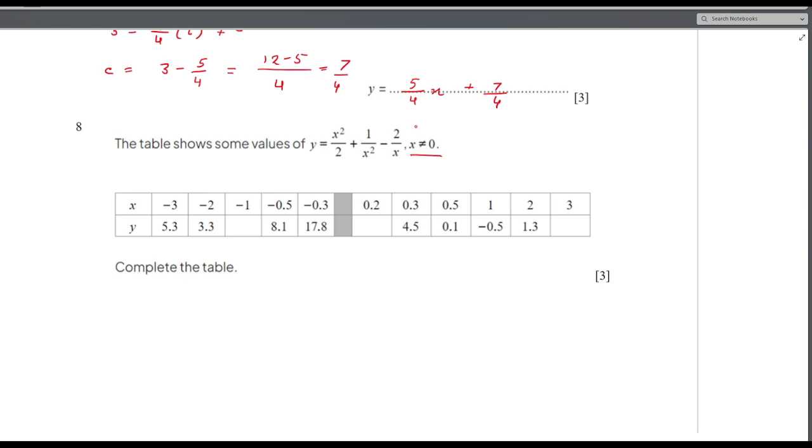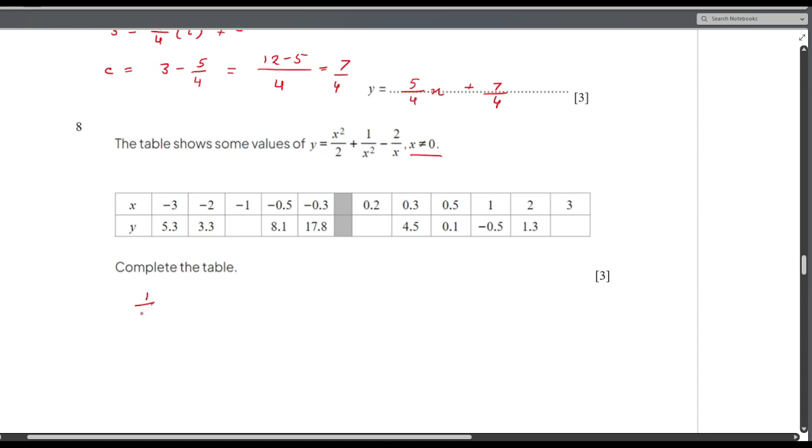Now when x is minus 1, x square divided by 2 will be 1 divided by 2, plus 1 divided by x square is 1 only. So 1 divided by 1, and then minus 2 divided by minus 1. So minus minus becomes plus. Okay. So for x equals minus 1, it is 1 divided by 2 plus 1, plus 2 upon 1. So the result is 2 plus 1, 3, 3.5. Here the result is 3.5.